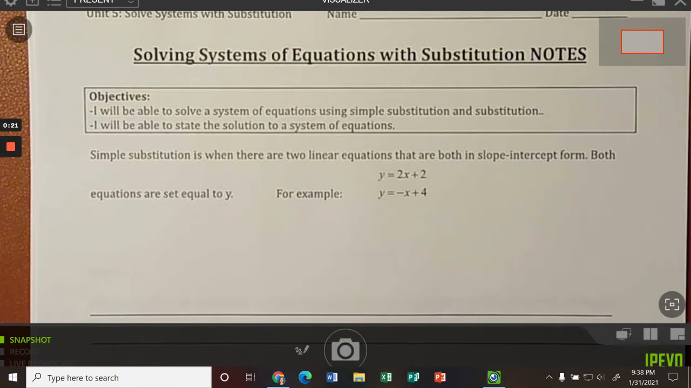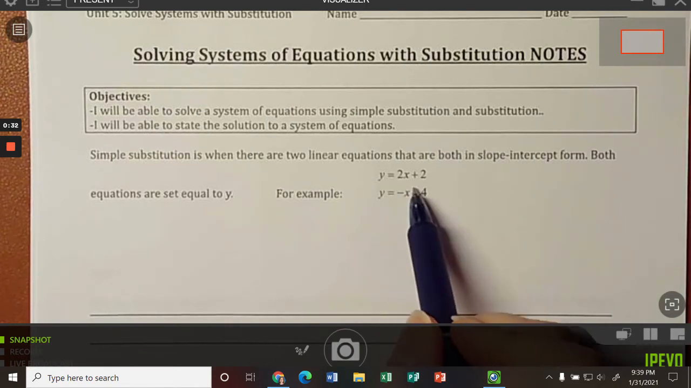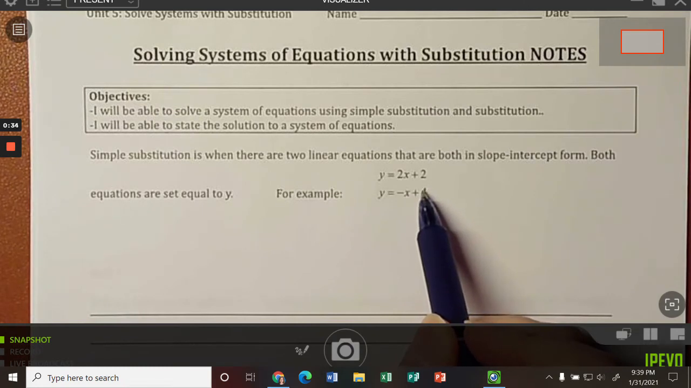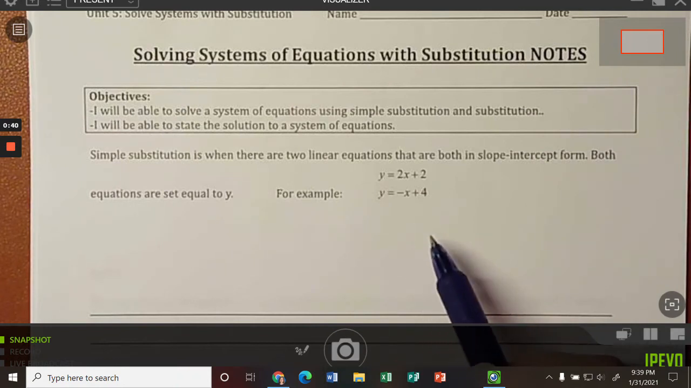So simple substitution is when there are two linear equations that are both in slope-intercept form, and both equations are set equal to y. So for example, we have y is equal to 2x plus 2, and y is equal to negative x plus 4. So simple substitution works like this.